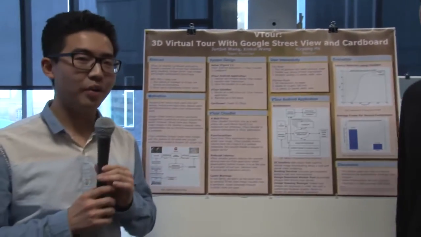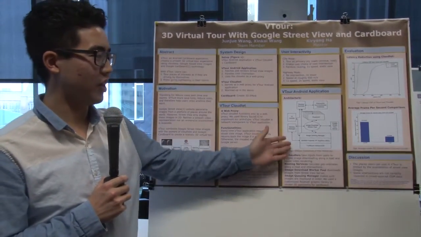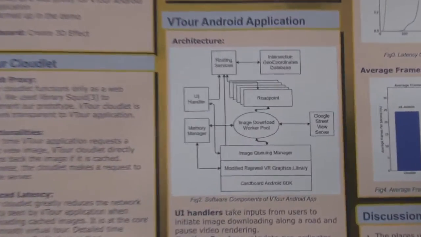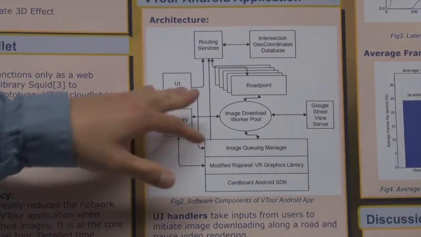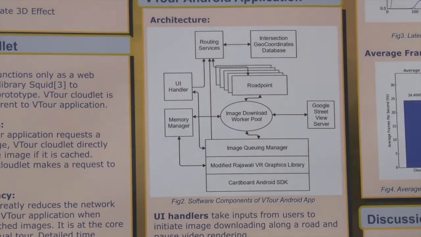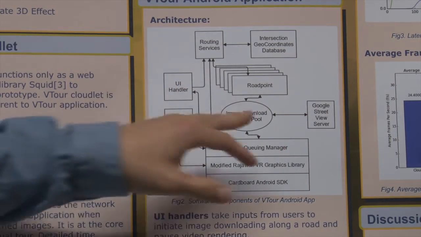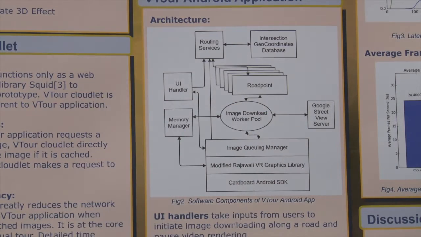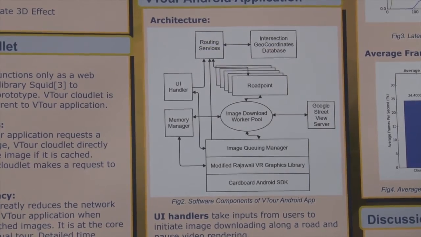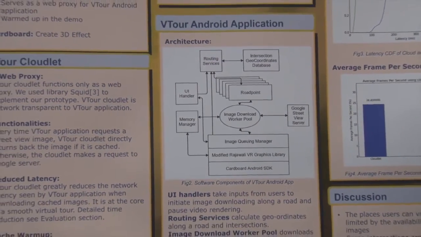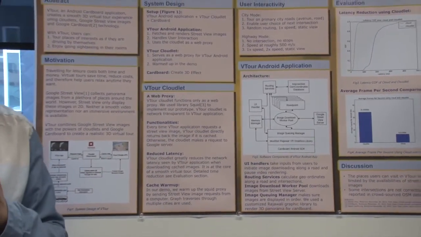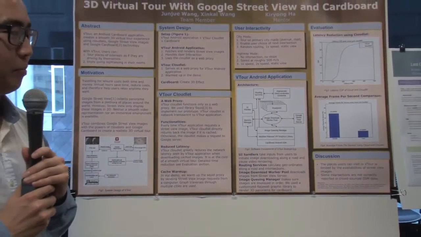In terms of our Android application, it follows an architecture like this. The UI handler handles all the user interactivity input, and then we send out all the image requests to the backend server. The app only sees the Google Street View server, but if we have a Cloudlet there, the proxy will return the images back directly if the image is cached. And then we render the downloaded image into a 360-degree virtual reality using Cardboard.